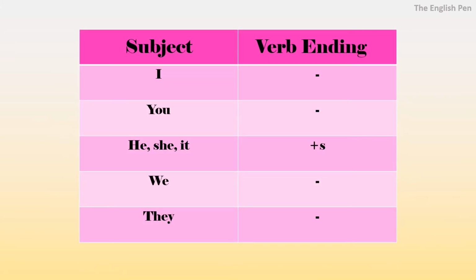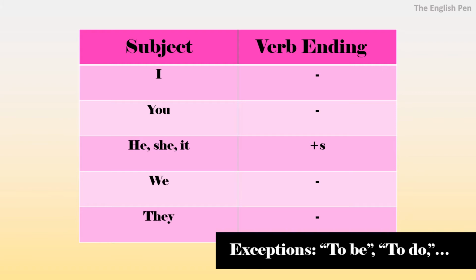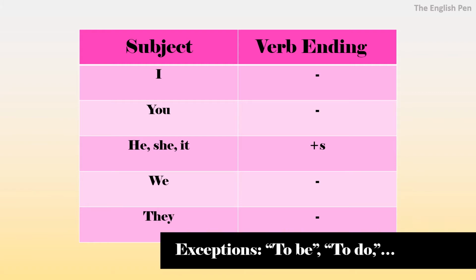Here is a table which shows what the verb's ending will look like depending on the subject. This is true for all verbs. There are very few exceptions to this, including the verb to be and to do, but I will cover those verbs as separate videos in the future.